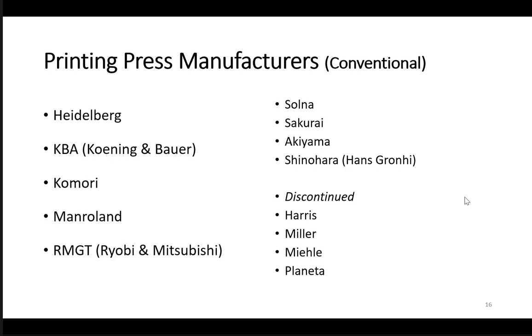So here's a list of some major printing press manufacturers. These are conventional printing presses. Heidelberg, German. KBA, Koenig and Bauer, German. Komori is Japanese. MAN Roland, German. And RMGT, which is a combination of Ryobi and Mitsubishi. Some older presses you might still see out there are the Solna, Sakurai, Akiyama, and Shinohara, and some discontinued printing presses would be the Harris, Miller, Mehle, and Planeta.